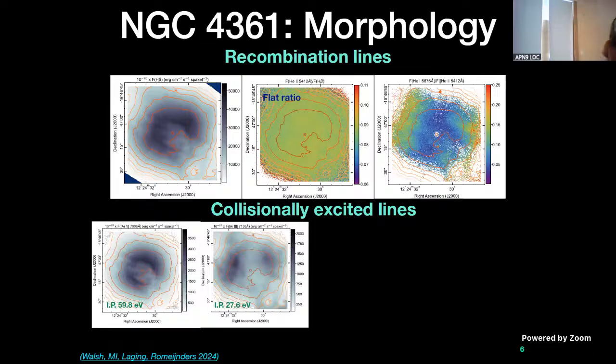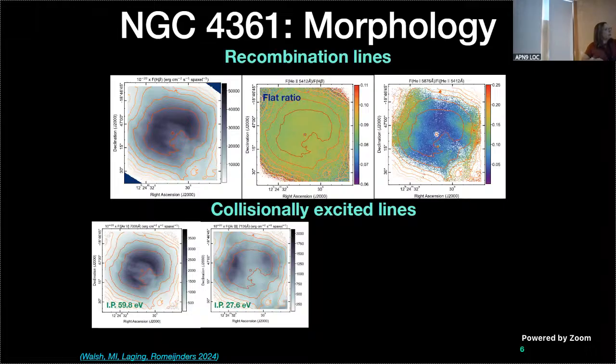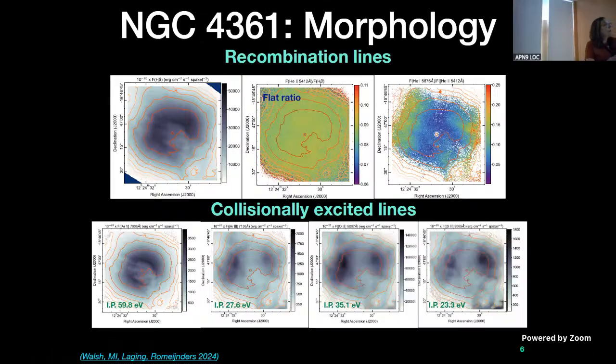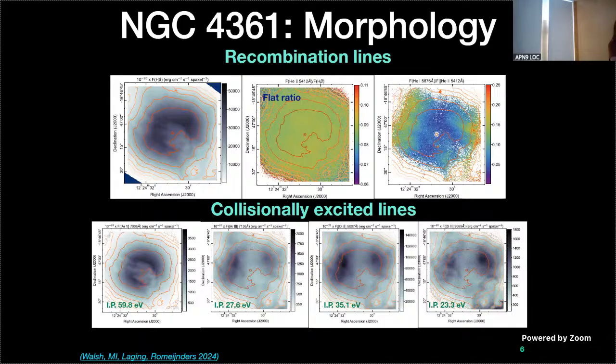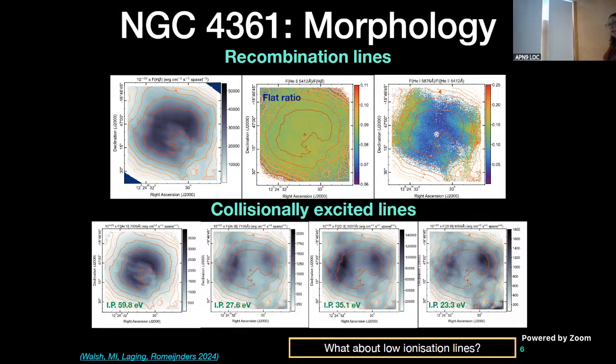When we look at collisionally excited lines, here you have 2 lines that come from 2 different ions. This is argon 5, argon 3, high ionization, lower ionization. The structure is different. Here it looks more like a horse shoe. Here, to me, it reminds of two lungs. But in both cases, the structure is relatively smooth. When we look at medium ionization lines, the structure is pretty much similar to this one, which is not a surprise. So what about low ionization lines?